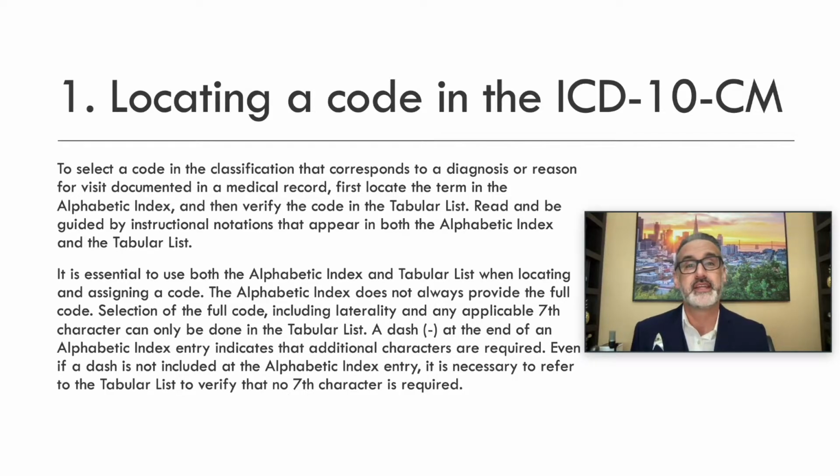Not only to ensure that we have the highest code specificity possible, as in if it's going from 3 to 4 to 5 to 6 to 7 characters, but also to ensure that if there are any guidelines that we have to follow in the back of the book in the tabular list for that code. So a simple phrase: never code from the front of the book, always go to the back to verify the code. So part 1 here discusses locating a code in the ICD-10-CM.